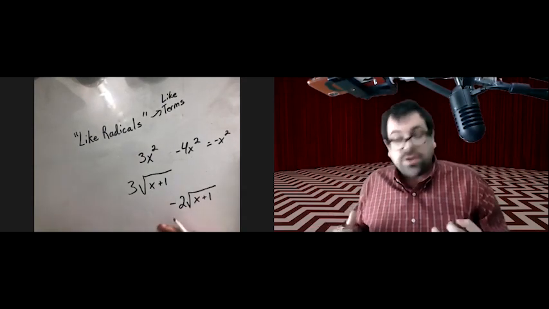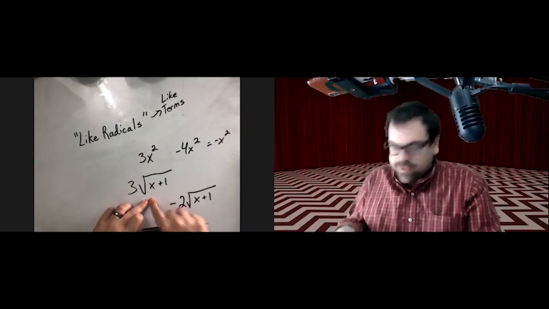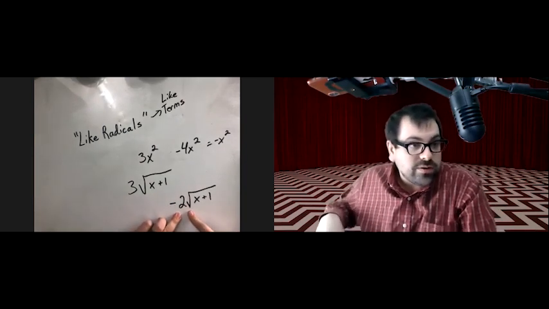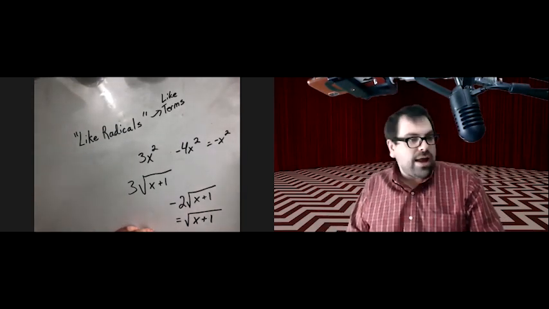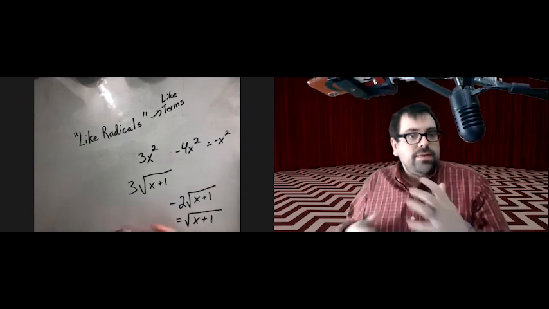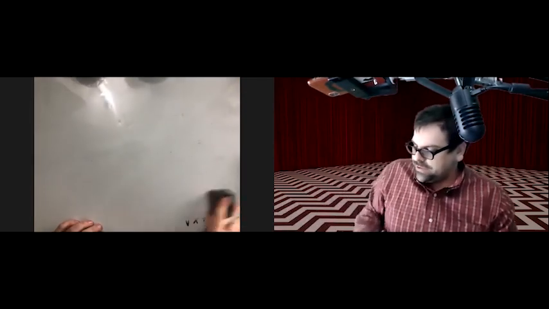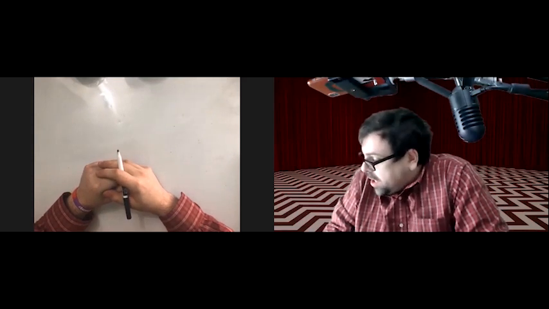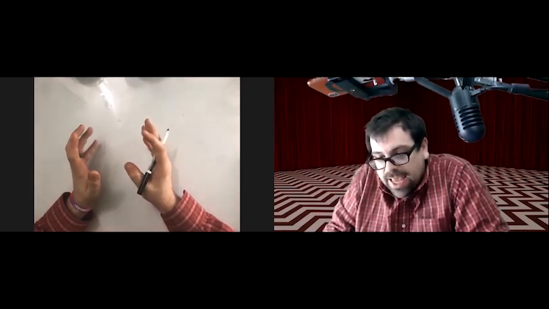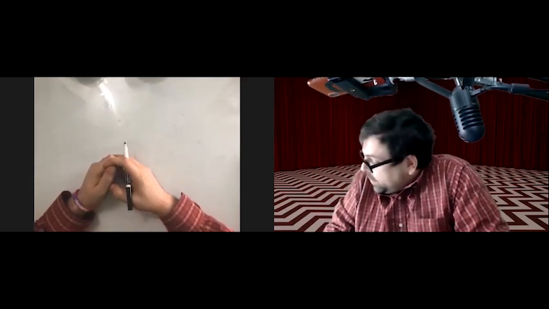Like radicals can also be added and subtracted. 3 of these radical x plus 1s minus 2 of these radical x plus 1s would just leave us with 1, a single radical x plus 1. And this is going to be our introduction to the concept of adding and subtracting radicals. So last time we looked at simplifying radicals. Today we're going to look at how we can add and subtract them. And then we'll talk further about multiplying them as well.